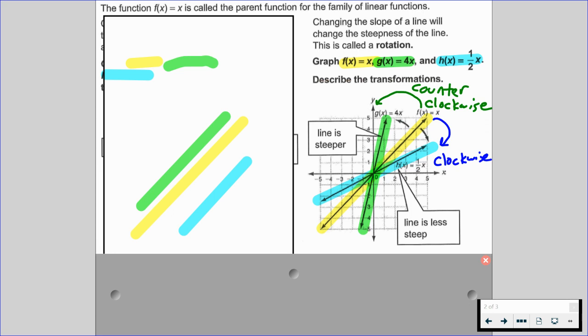So as we compare our slopes, we compare these lines as being steeper or less steep, we're going to be able to apply a direction. So if we're turning to the left, we're going counterclockwise. If we're turning to the right, we're going clockwise.